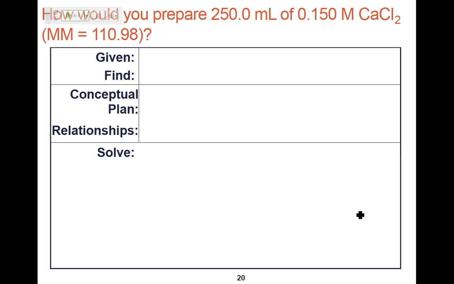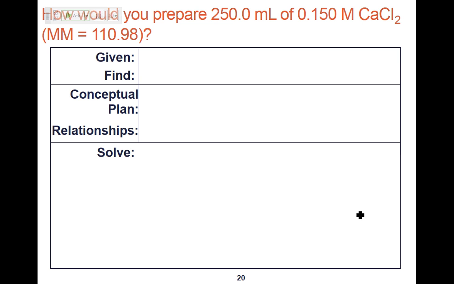So the thing is, what are we asking? What I'm really asking is, how much calcium chloride do I need to weigh out to dissolve to get a total of 250 milliliters of solution and have a molarity, a concentration, of 0.150 moles of calcium chloride per liter. So I already know my volume. I'm really just trying to figure out the mass of calcium chloride I'm going to need to dissolve to get a total volume of 250 milliliters.